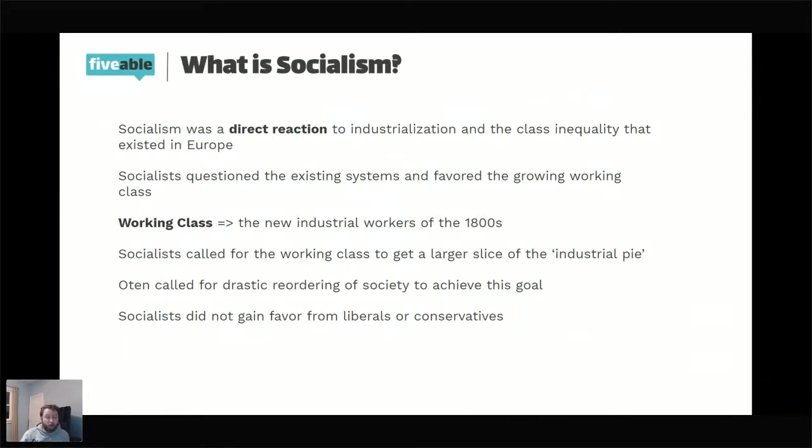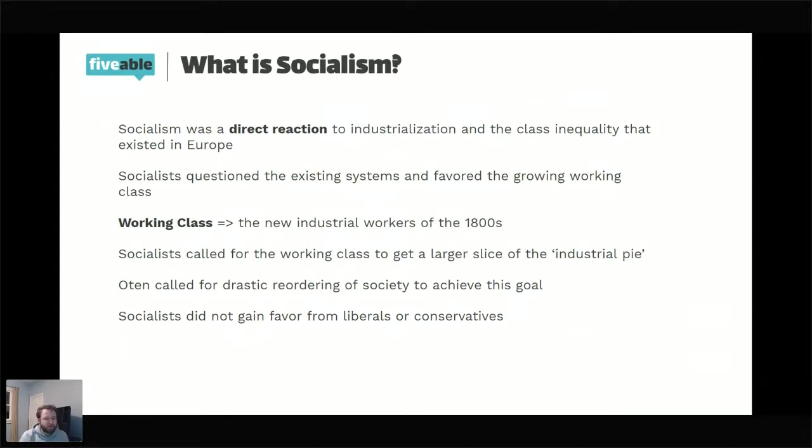Okay, so early socialists are not going to call for these slow, calculated measures to change society gradually to help the workers. And that's kind of what is actually going to happen. A lot of the social changes that happened in Europe throughout the 1800s that favor the working class are pretty slow and methodical. They're not usually going to be as drastic as a lot of socialists probably want.